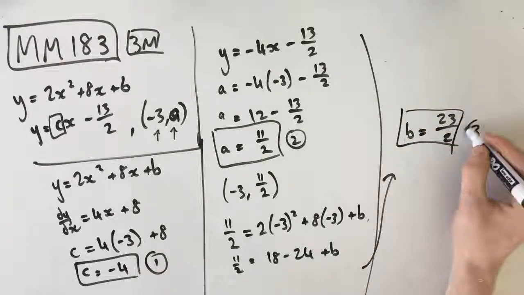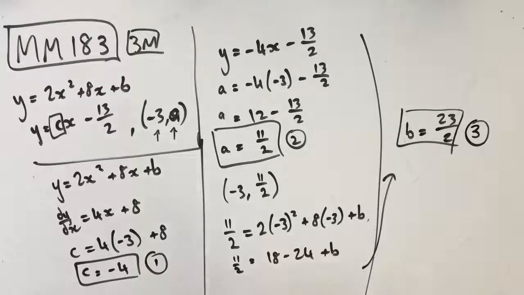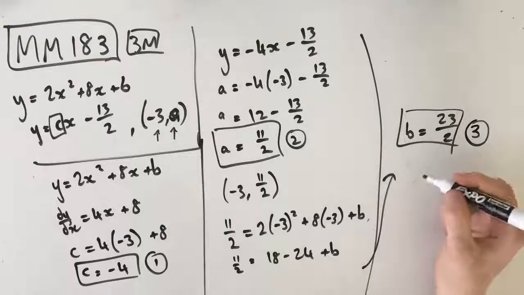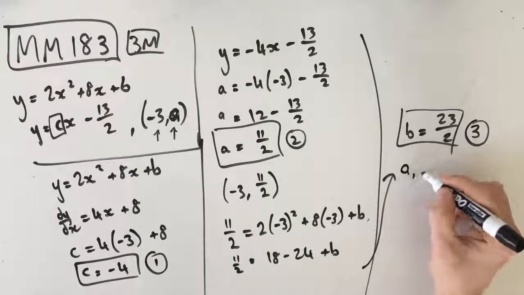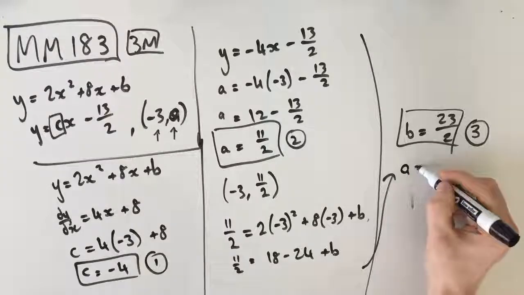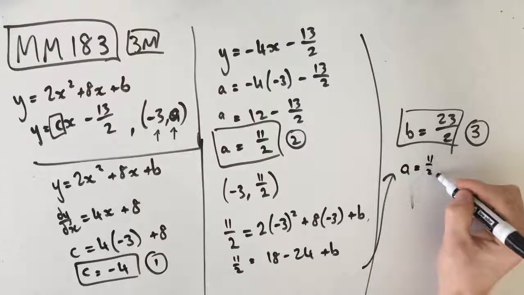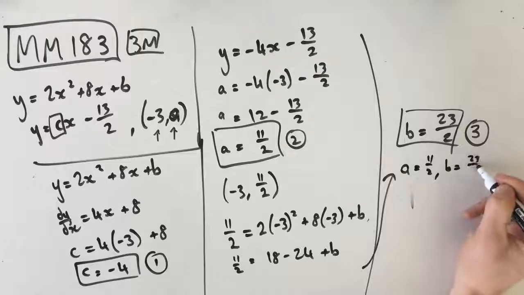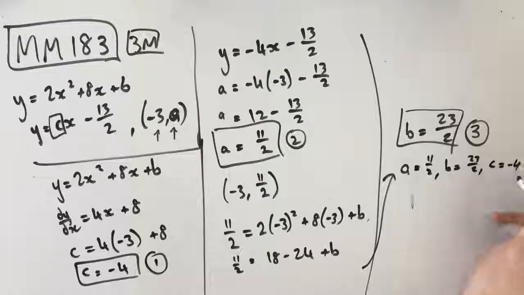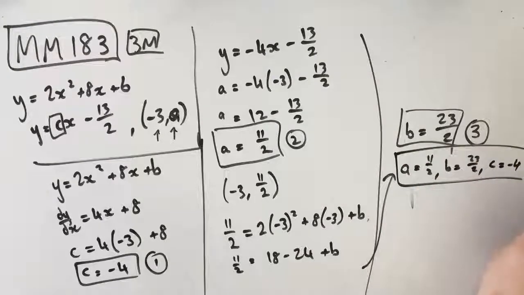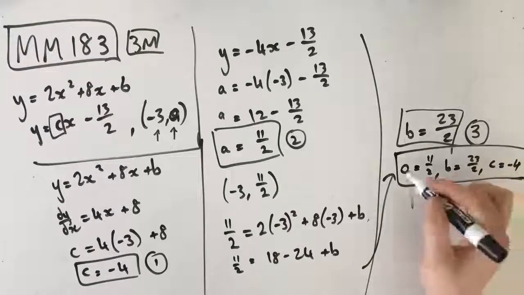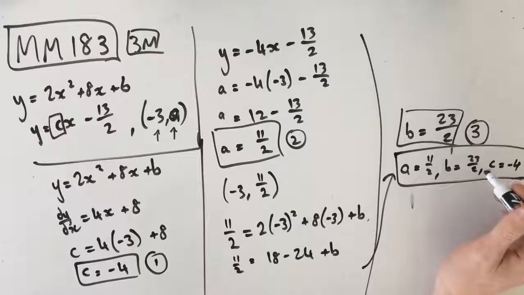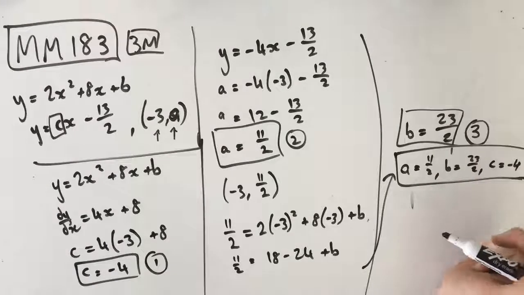So you can leave it like this. You'll still get all full marks, but I actually like rewriting it and saying a equals 11 on 2, b equals 23 on 2, c equals -4. And then just squaring it off with a red pen. So guys, whenever you're doing questions in exams, just get a red pen and just square off your answer just so that the examiner can see if you're right or wrong straight away. Just makes it really easy for them.